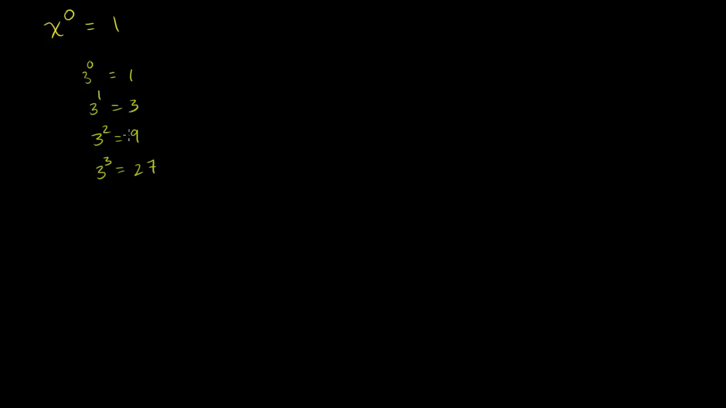The other way to think about it is that we need this for the exponent properties to work. For example, I told you that a to the b times a to the c is equal to a to the b plus c. Now, what happens if c is 0? What happens if we have a to the b times a to the 0? Well, by this property, this needs to be equal to a to the b plus 0, which is equal to a to the b.